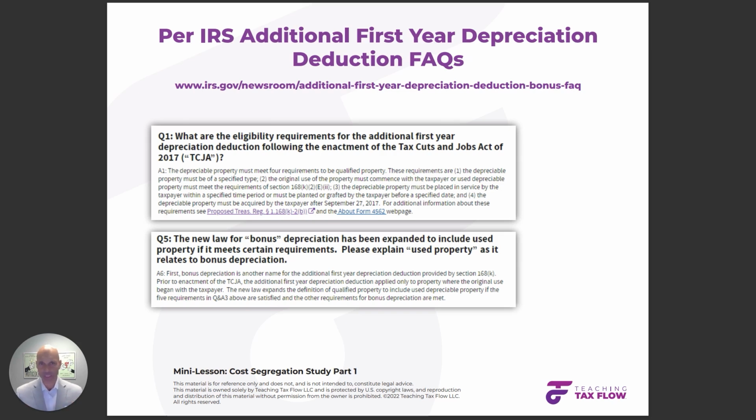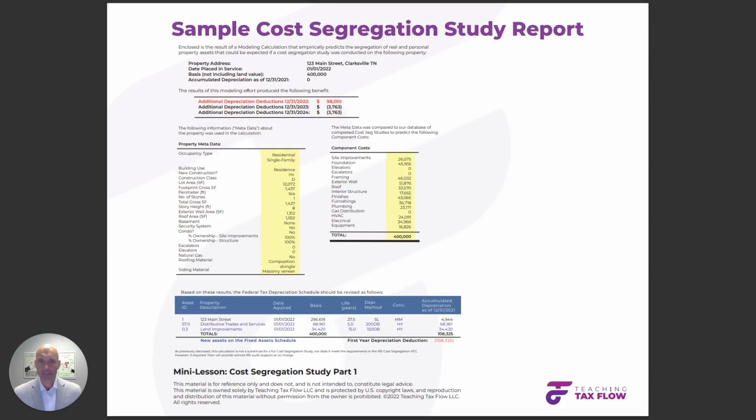Before the Tax Cuts and Jobs Act, cost segregation studies made sense, but only on really, really large properties. Well, you could see these new rules right here. And again, the link to them is right there. Now, let's look at a sample report.